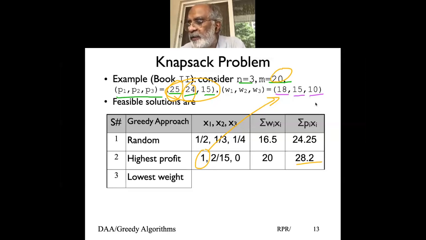Another approach is that I start filling from the lowest weight side so that I get maximum weight. So I basically say lower weight first. My W3 is 10. I take it in full, and W3 being 10 means I already got 10 kg of weight.